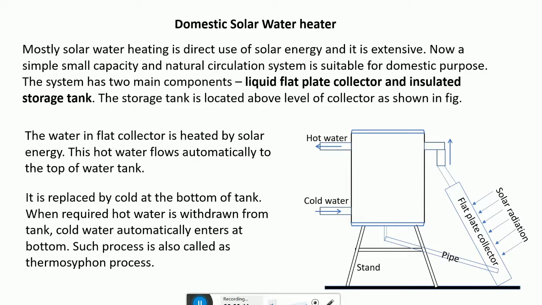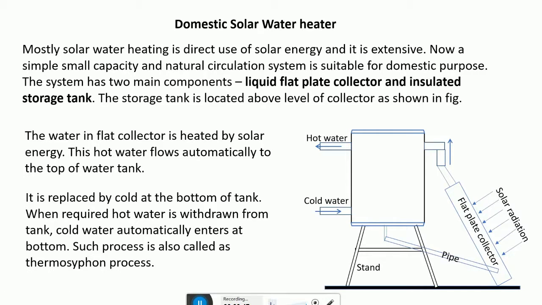Domestic solar water heater. Mostly solar water heating is a direct use of solar energy and it is extensive. Now a simple, small capacity, natural circulation type system is suitable for domestic purposes. It has two main components. First is the liquid flat plate collector, and the second one is the storage tank, which should be well insulated so that the heat losses can be minimized.